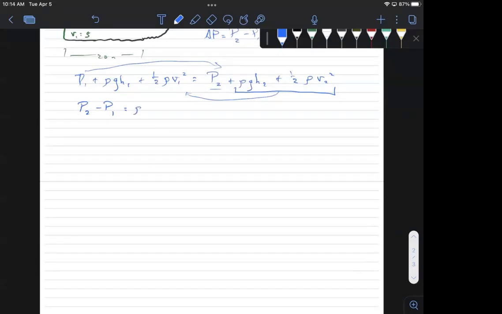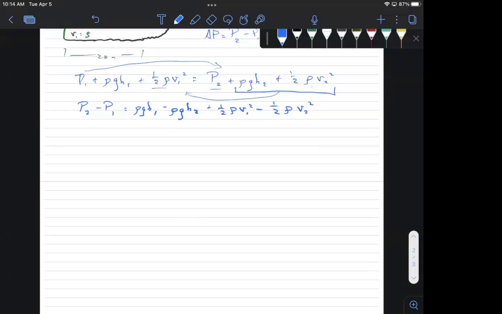Well, rho GH1 is there. And now I've moved rho GH2, so it's minus rho GH2. 1/2 rho V1 squared is there. And now I've moved 1/2 rho V2 squared over there as well, so it's minus 1/2 rho V2 squared. And so now that's my equation.